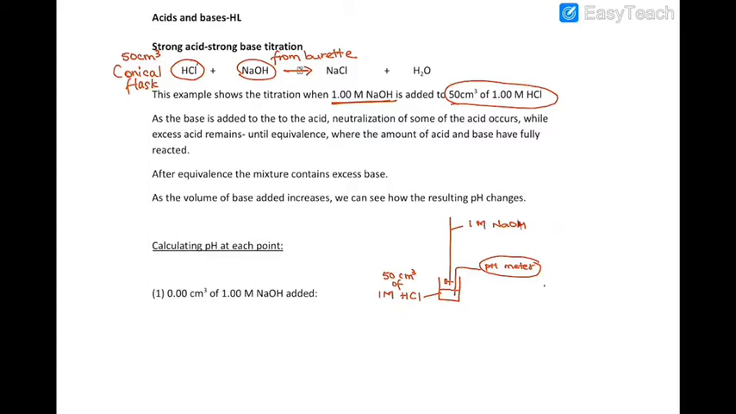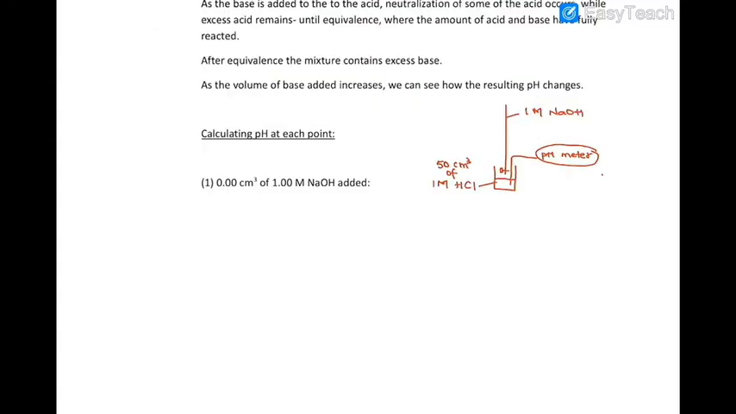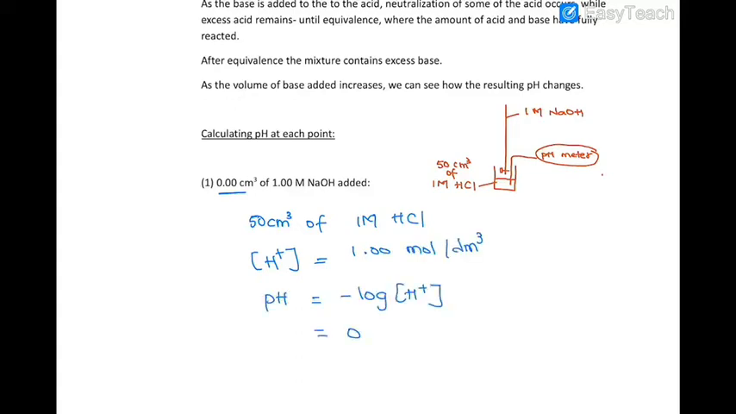So initially, there's no NaOH that has been added yet. So we start the process. The first pH value that we record is the pH of the HCl only. So let's see what pH will be recorded. We begin with 0 centimeter cube of NaOH added. So the only thing present is 50 centimeter cube of HCl, so the initial concentration of H plus is 1 molar, so 1.0 mole per dm cube. Hence, the pH at this point is 0. So the starting pH will be 0.